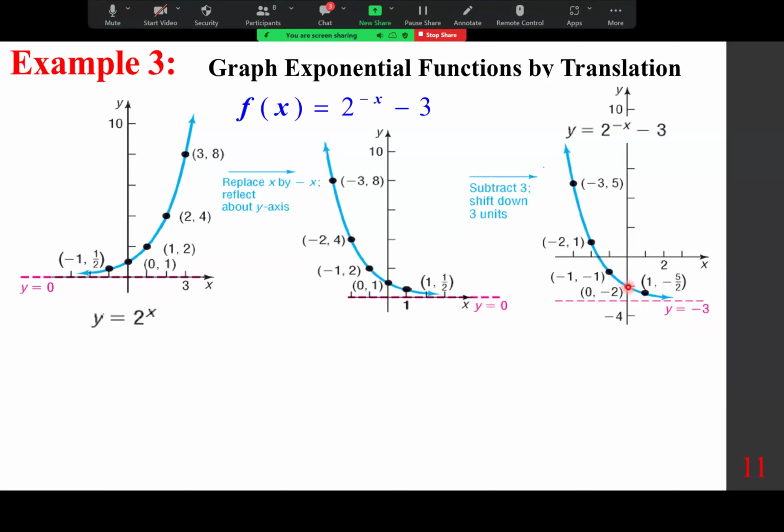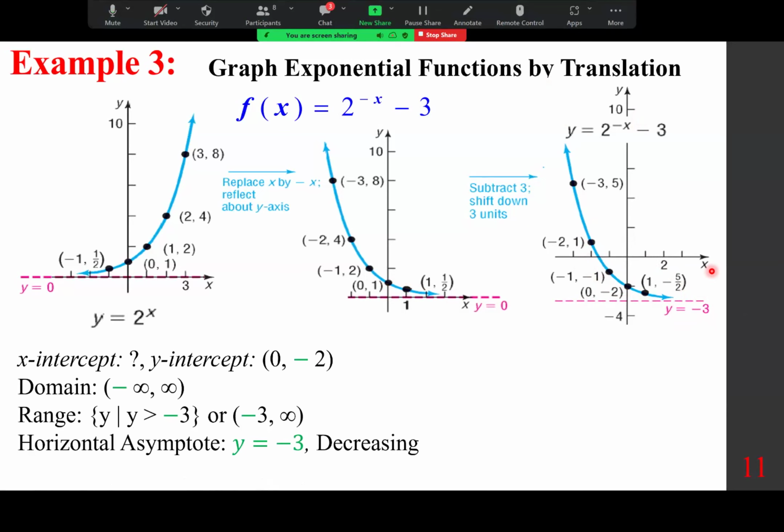The y-intercept, which was located at 0, 1, is now 0, minus 2. The domain doesn't change: all real numbers. The range changes, which was from 0 to infinity; now it's from -3 to infinity. The horizontal asymptote is y equals -3, and it is still decreasing. The x-intercept we're going to discuss in a moment. The y-intercept is located at 0, -2.